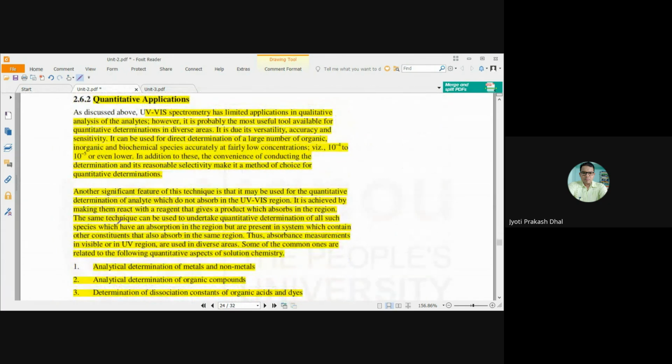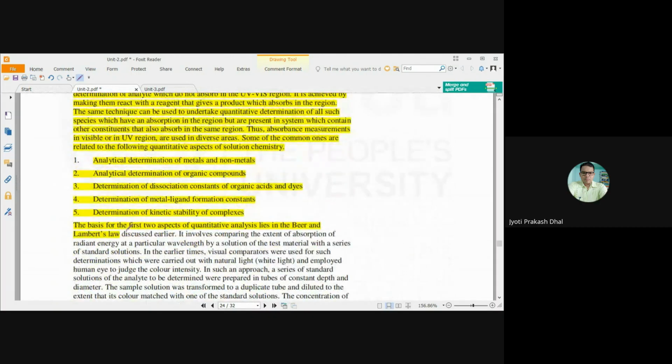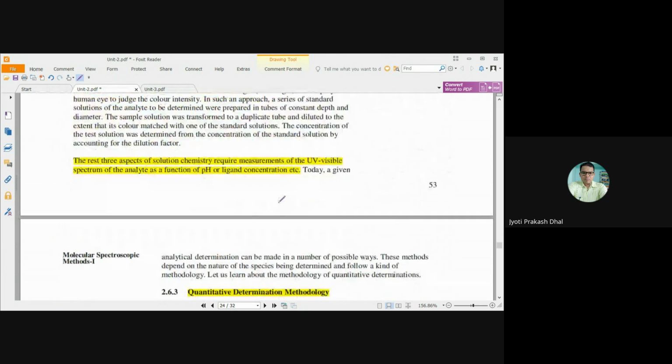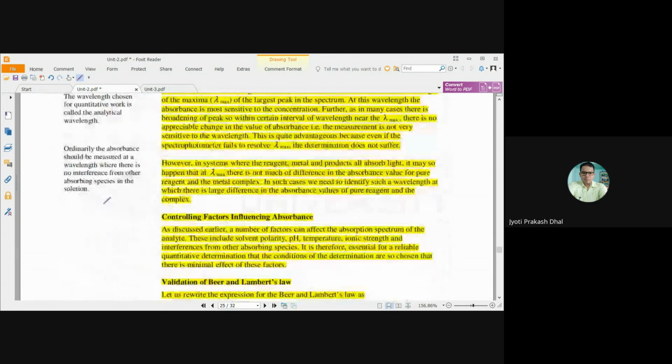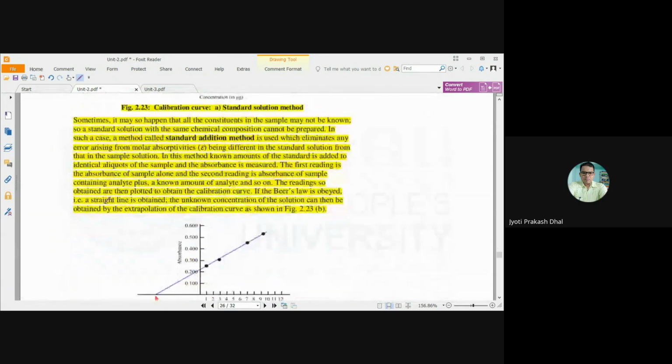Now the quantitative application. In quantitative application, we can do analytical determination of metals or non-metals present in the sample, analytical determination of organic compounds, determination of dissociation constants of organic acids or dyes, determination of metal-ligand formation constants, and determination of kinetic stability of the complexes. So these are quantitative analyses, and these are the quantitative analysis methodologies.